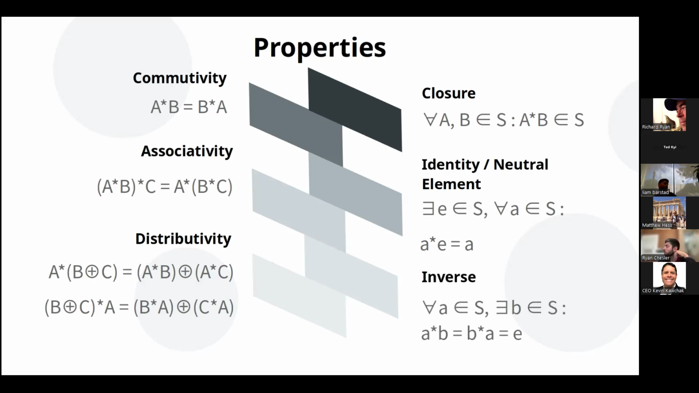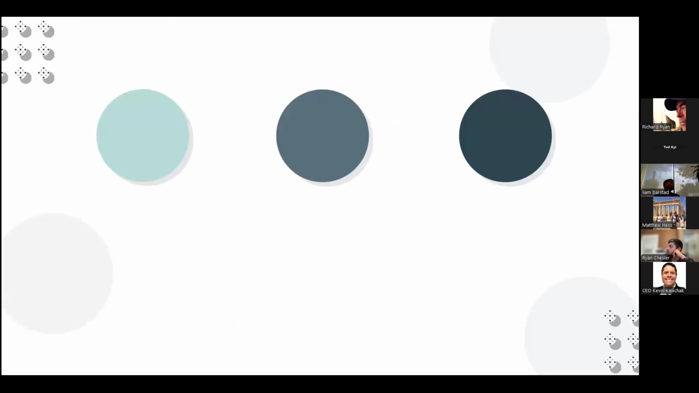And the last thing I want to talk about is this idea of an inverse. So for all A in S, there exists a B in that same set S, where A times B equals B times A, and that equals the identity element. This also means that if you have B times A on one side of the equation, there's an inverse operation that you can do to move B to the opposite side of the equation. That's how I like to think about that.